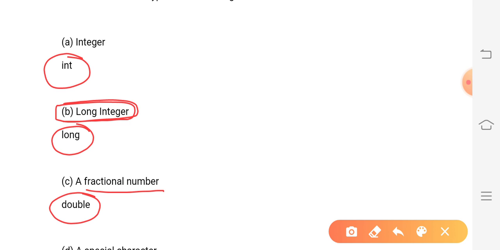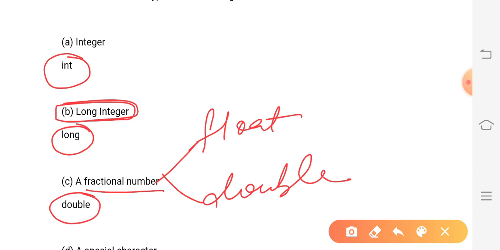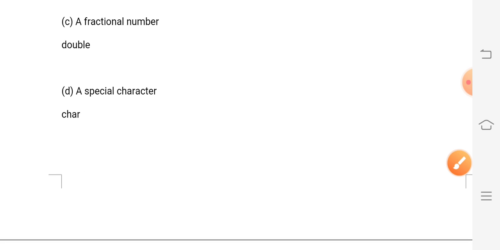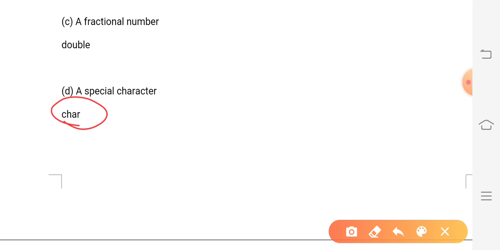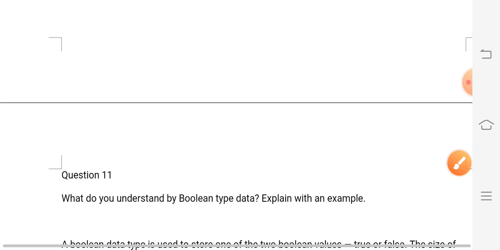So for an integer, to represent an integer value, which data type do we use? Int. To represent a long integer value, we use long. To represent a fractional number, we use double. I said by default what type it is. See, in fractional both come, float also comes, we use float as well as we can use double also, but in most of the cases what will we use? Double. Next one, D, a special character, char. So these are the data types.